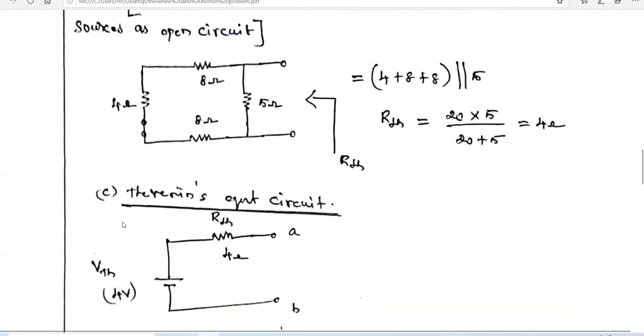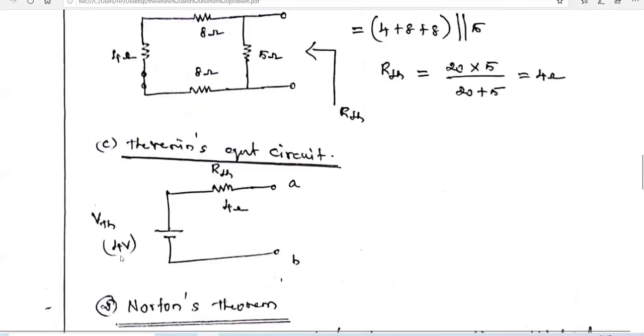The third step is to draw the Thevenin's equivalent circuit. According to Thevenin's theorem, any complex circuit can be replaced by only two components. What is the first component? The VTH, the Thevenin's voltage source, in series with Thevenin's resistance. That is the idea.